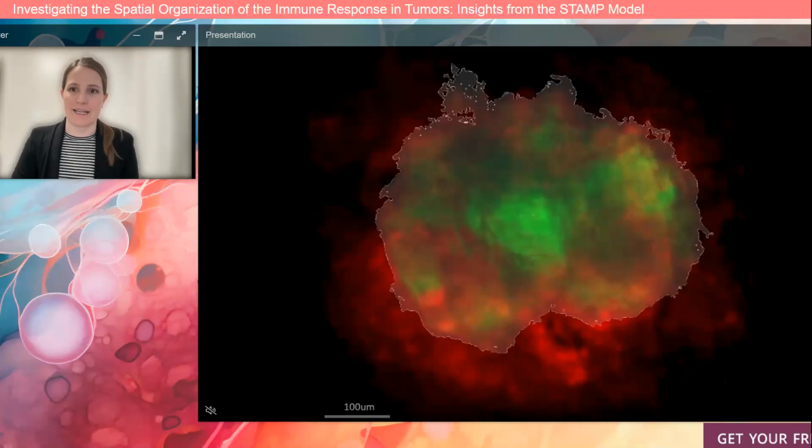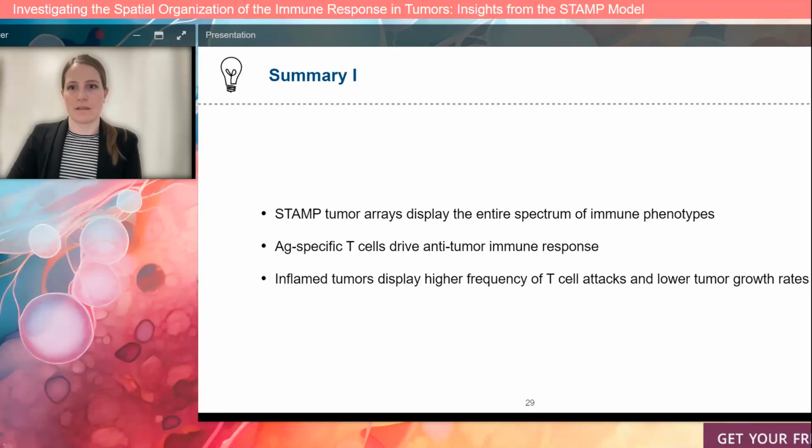We can then quantify this data. So here, plotting the flashing index relative to the tumor growth change from day 8 to day 13. So you can see the inflamed tumors shown here in red have the highest flashing index, and they also are growing the slowest relative to the excluded tumors shown in blue. Okay, so far what I've shown you is that STAMP tumor arrays display the entire spectrum of immune phenotypes, that antigen-specific T cells drive an anti-tumor immune response, and that inflamed tumors display higher frequency of T cell attacks and lower tumor growth rates.